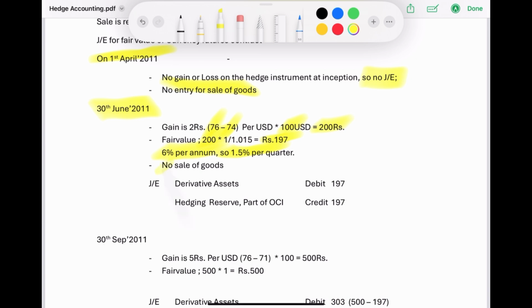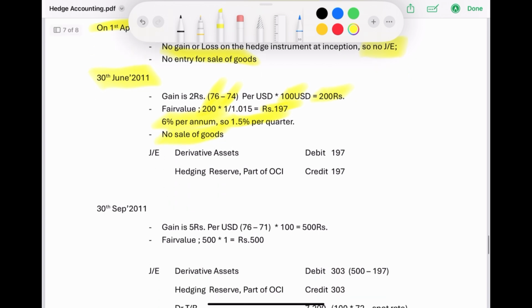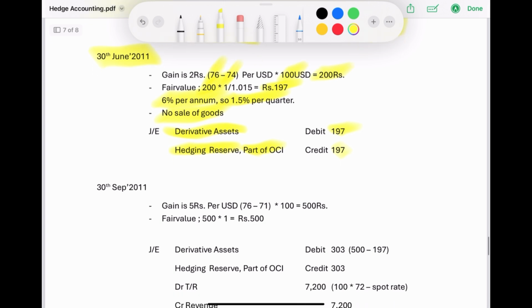Okay, so again no sale of goods as of 30th June. So there should be an entry only to record the derivative gain. Since it's a gain, you have to debit the derivative asset for the 197 rupees and then create a hedging reserve, which is part of other comprehensive income in equity, for this 197 rupees. So this is the only entry we have to make as of 30th June 2011 quarter.